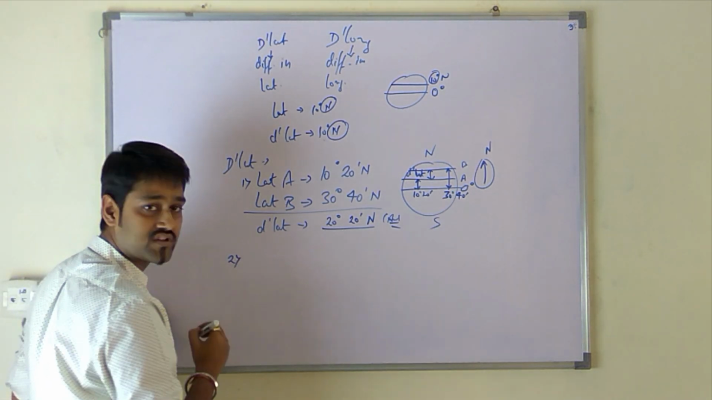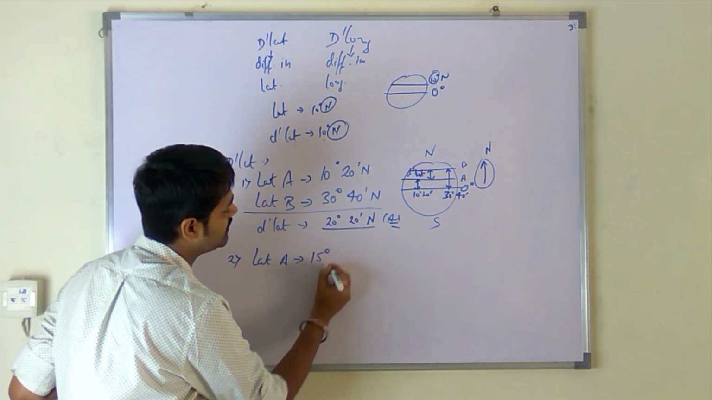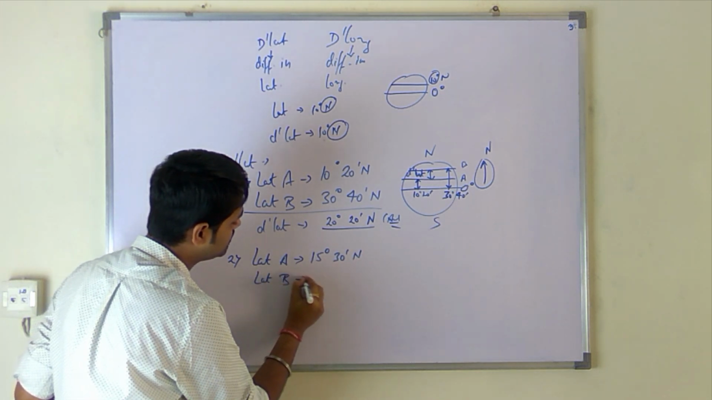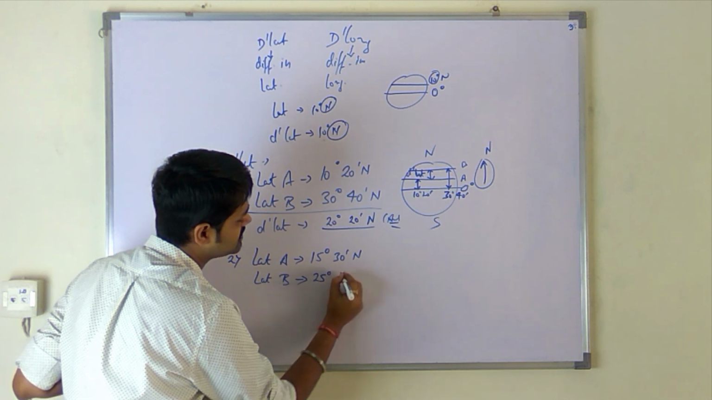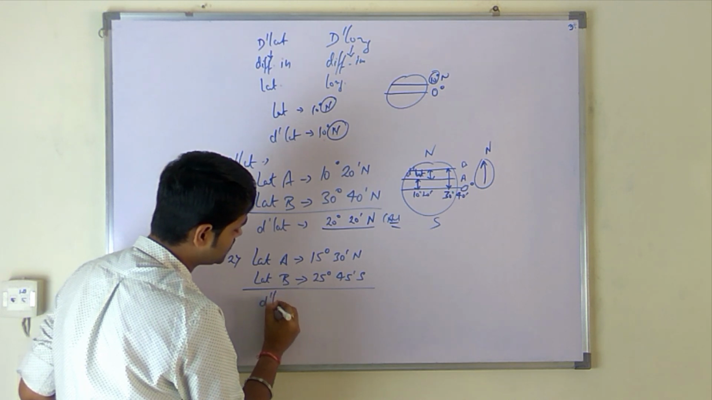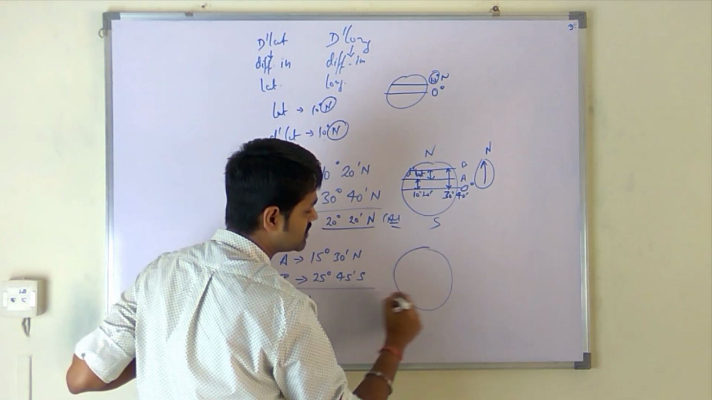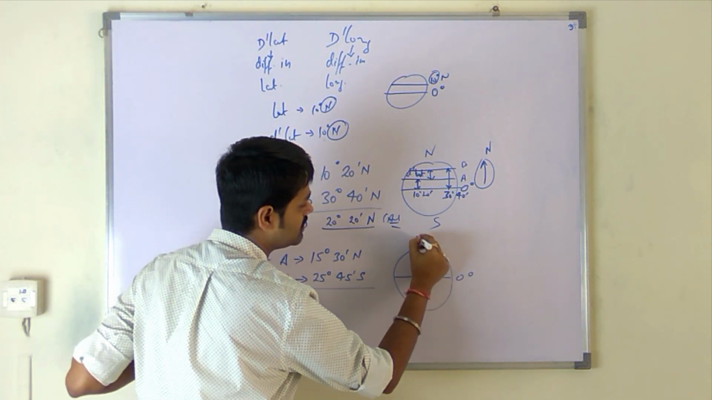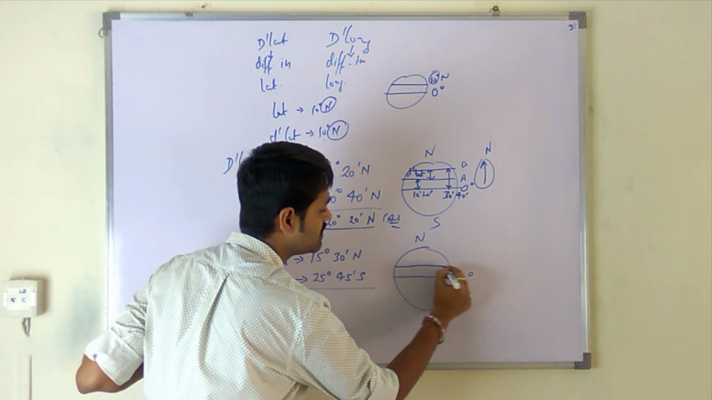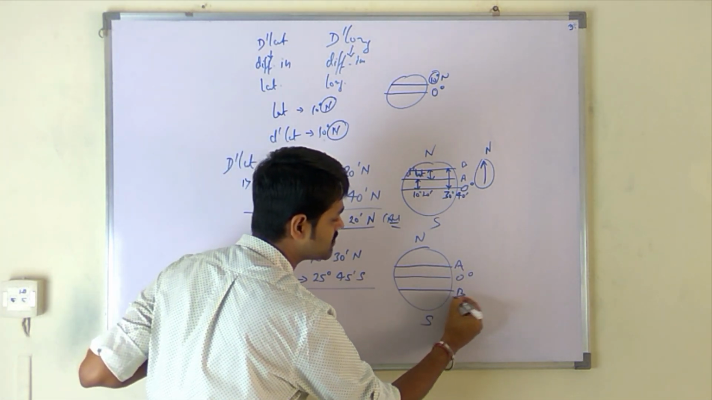I'll take another example for this. Now suppose latitude A is 15 degrees 30 minutes north and your latitude B is say 25 degrees and 45 minutes south. Now you need to calculate your DLAT for these two values. So again I'll go on the figure first. This is my earth, this becomes my equator, the northern hemisphere and the southern hemisphere. Now this is 15 30 north, I draw it here. So this becomes my A. 25 45 south, so obviously this will be somewhere here, this becomes my B.